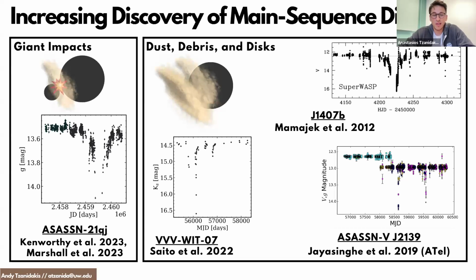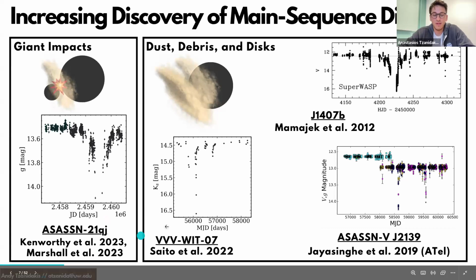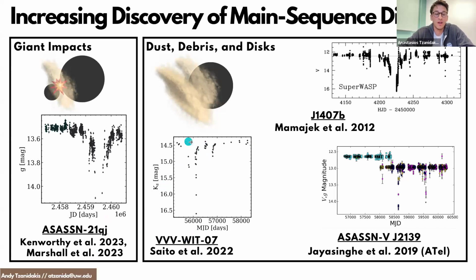There have been discoveries led by ASAS-SN, by the VVV survey, and other systems, for which there have been different interpretations of these dimming events of main sequence stars. Some of the theories suggest that they could be giant impacts between planets. Others talk about how these could be dust, debris, and other things occulting the star. But I think what is clear from this is that there needs to be more of a systematic search for these objects.